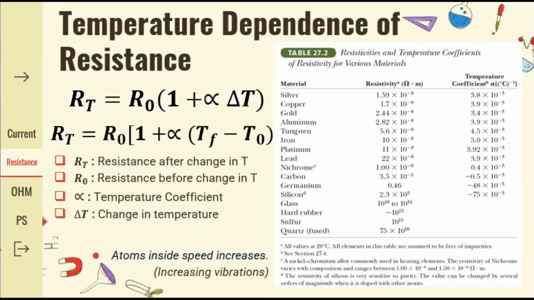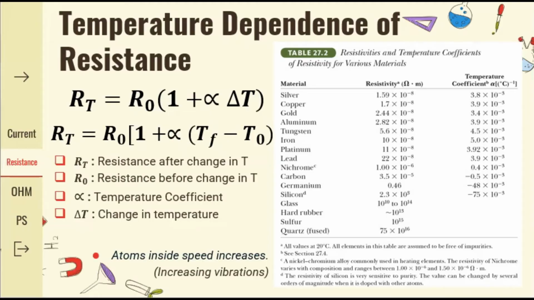So what are these values? R sub T is the resistance after there is a change in temperature. R sub naught is the resistance before the change in temperature. Alpha is the temperature coefficient and delta T is the change in temperature.